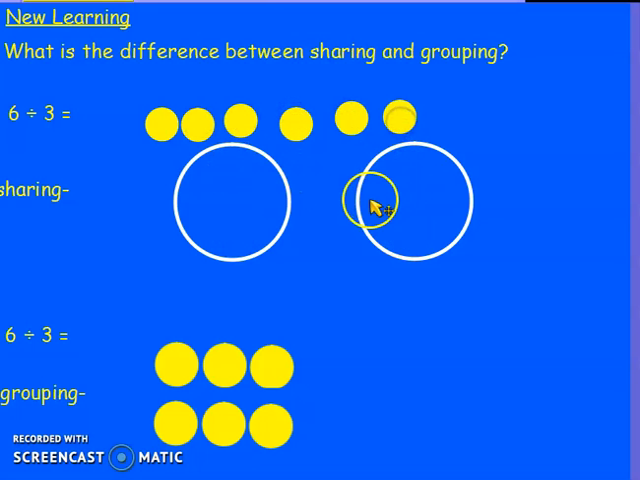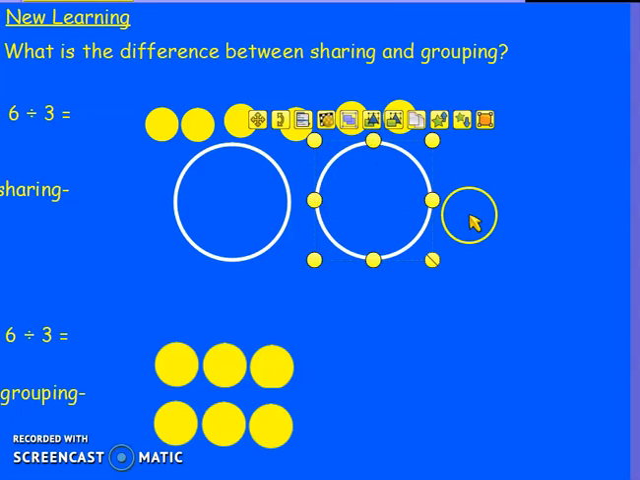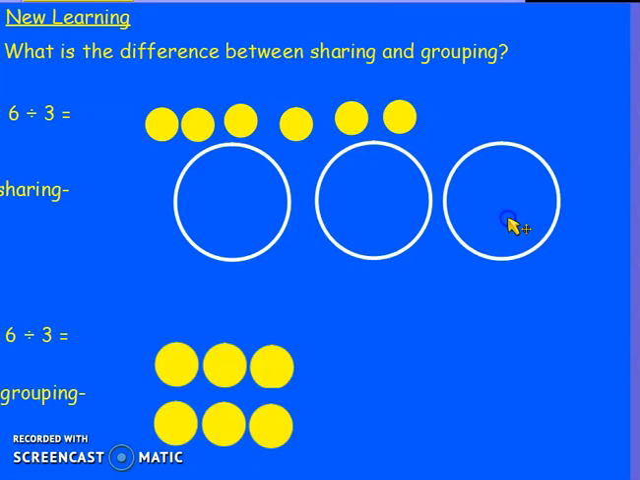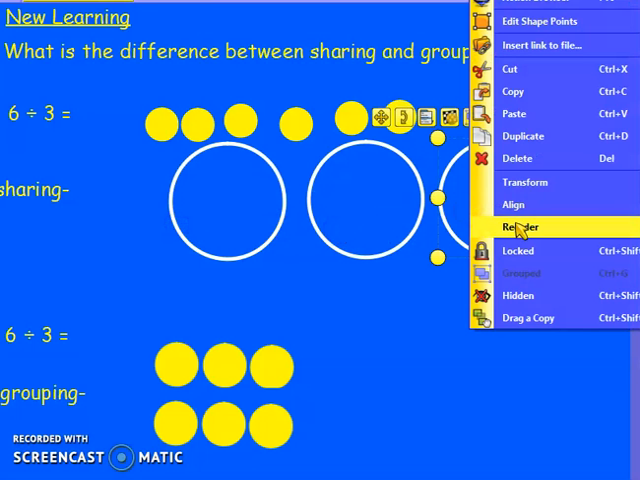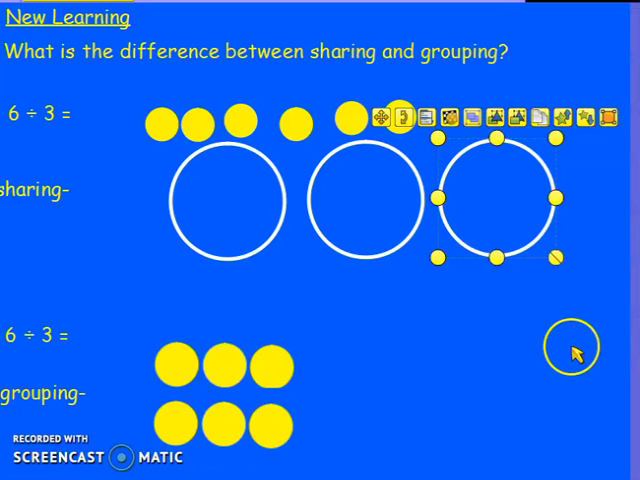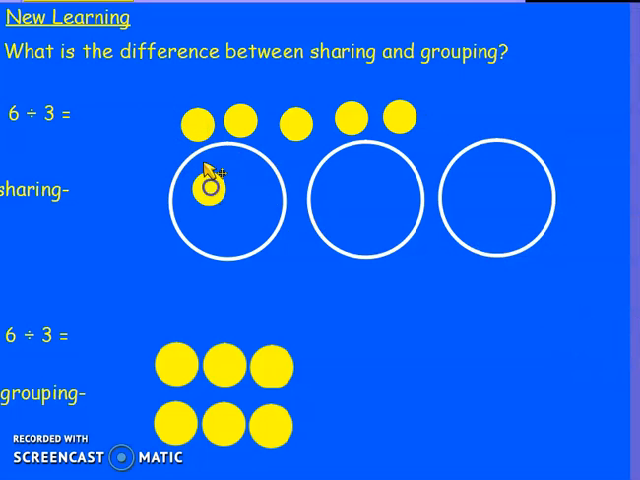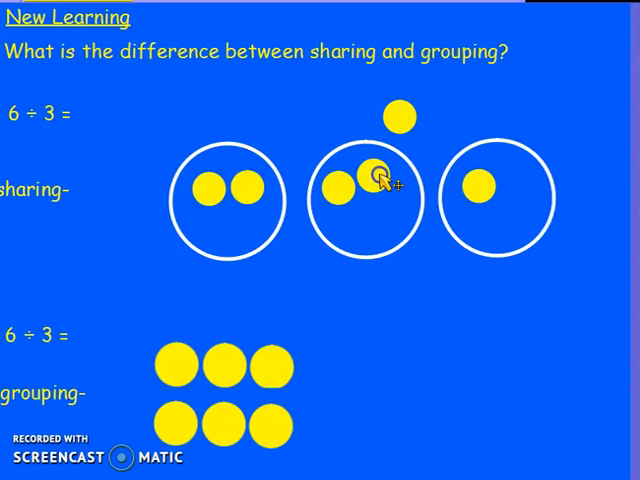I've still got 6 counters, but I'm dividing it by 3. So I needed 3 circles. It's a good job I spotted that mistake. So now I'm going to divide the 6 counters into 3. And I can see that the answer is 2. 6 divided by 3 equals 2, using the sharing method.